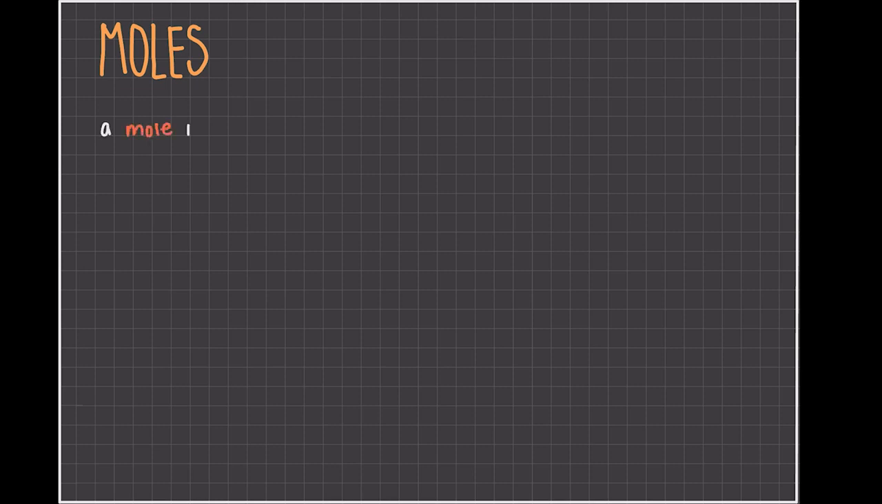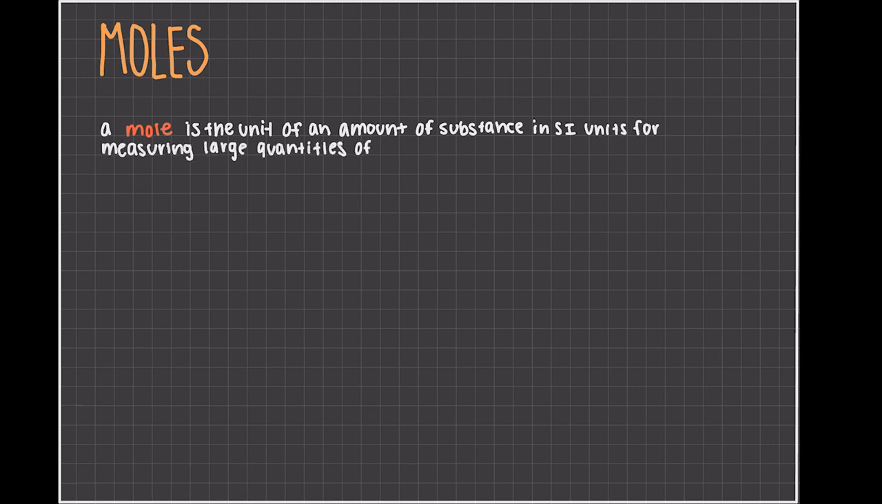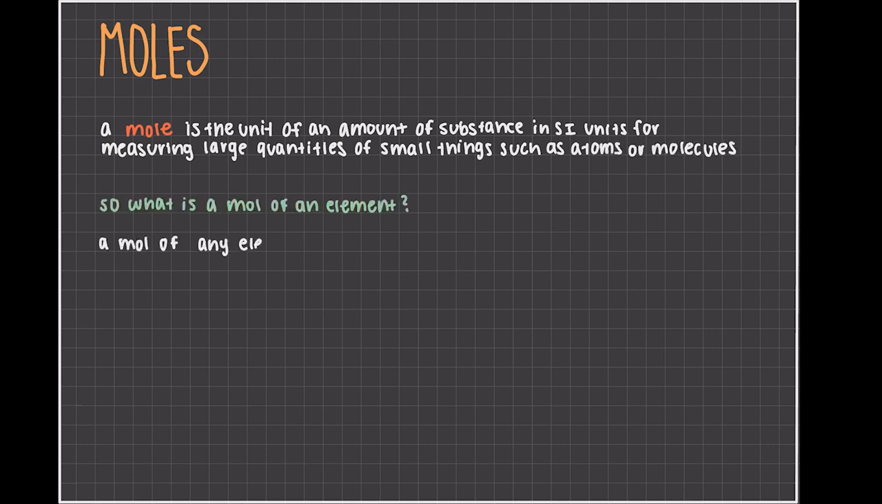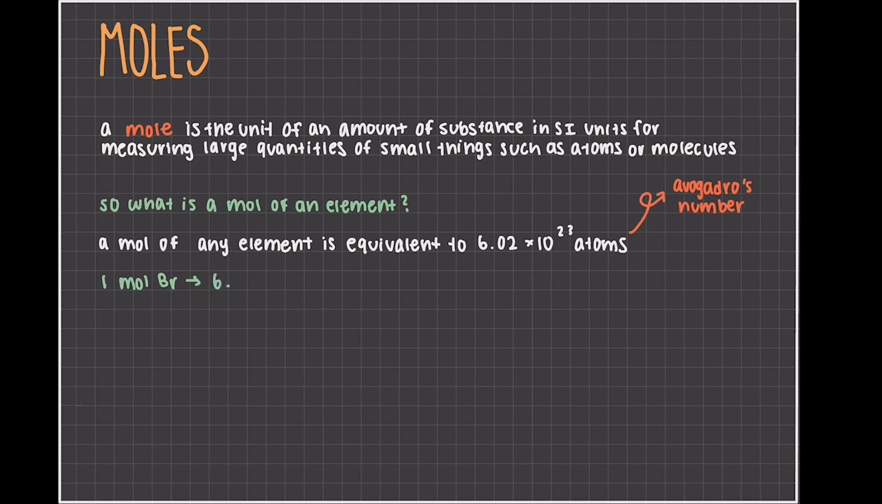A mole is the unit of an amount of substance and SI units for measuring large quantities of small things such as atoms or molecules. So, what is a mole of an element? A mole of any element is equivalent to 6.02 times 10 to the 23 atoms. This is known as Avogadro's number. This means that in 1 mole of bromine, we're going to have 6.02 times 10 to the 23rd atoms. And it's going to be the same thing for 1 mole of hydrogen, where we're going to have 6.02 times 10 to the 23rd atoms.